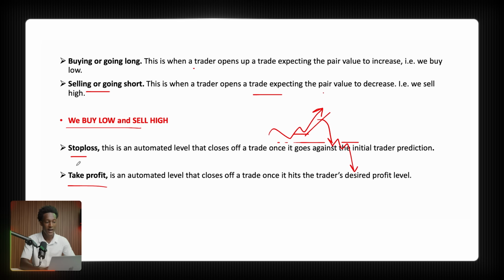Now, next up, we have a take profit. Take profit is just the opposite of a stop loss. It's an automated level that closes off a trade once it hits the trader's desired profit level. Assuming you're not even watching the charts because you're so busy, all you have to do is set your take profit, and once the price hits that level, you will find the trade closed, your profit all secure, without having to do a lot.